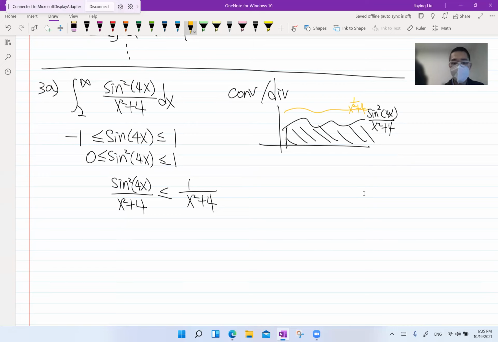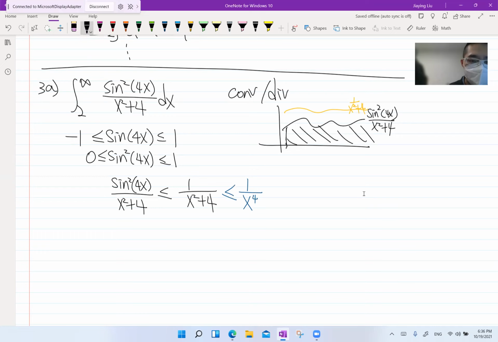That's totally fine. But noticing that for this function, 1 over x squared plus 4, the denominator has two terms, maybe we can find a bigger function that's a lot easier to integrate. So I'm going to drop the 4. Remember, if we drop a term in the denominator, we get something bigger because we make the denominator smaller. So we know as a fact, 1 over x squared plus 4 is less than or equal to 1 over x squared. So I'm going to use that function instead.